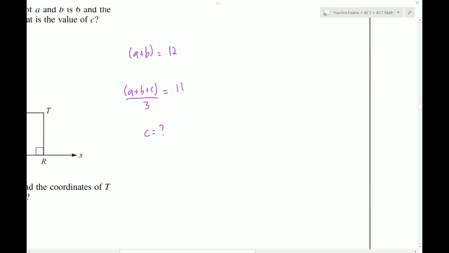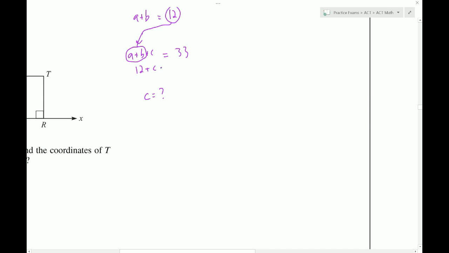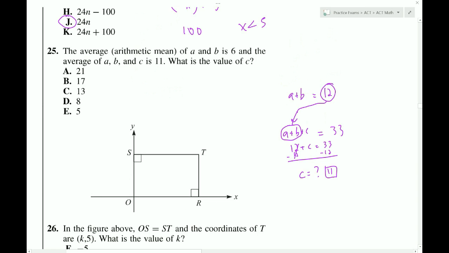So that's going to be useful for us here, because, again, we move the 3 over, and then we get 11 times 3, which is 33. Right, that's the sum of a, b, and c. Now I could drop the parentheses. I don't need them anymore. What I do here is I plug 12 in for the total of a plus b together. So you get 12 plus c equals 33, then subtract 12, and that will give me c is equal to 11, right? Sorry, did I do something wrong here? Sorry, yeah, this is 21.